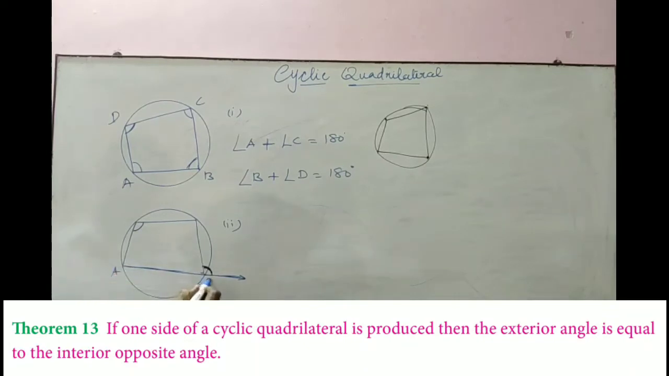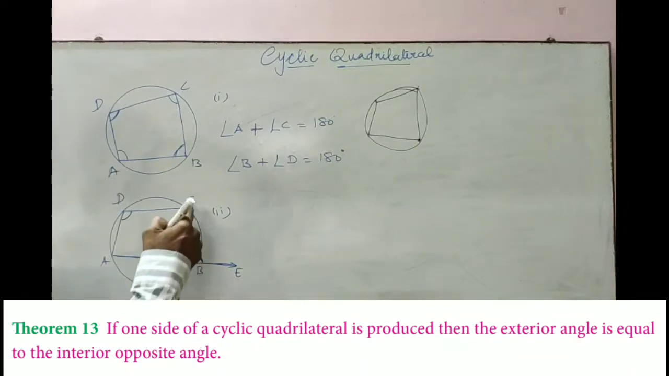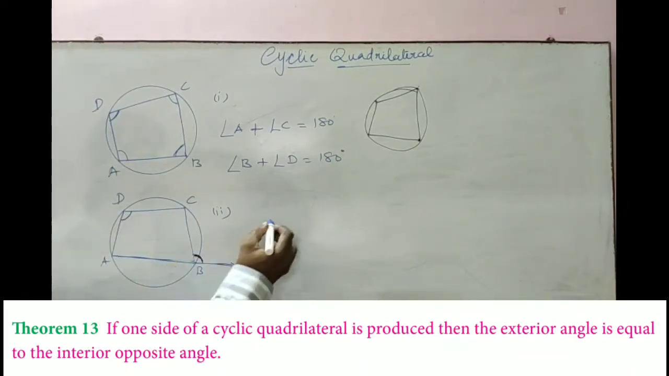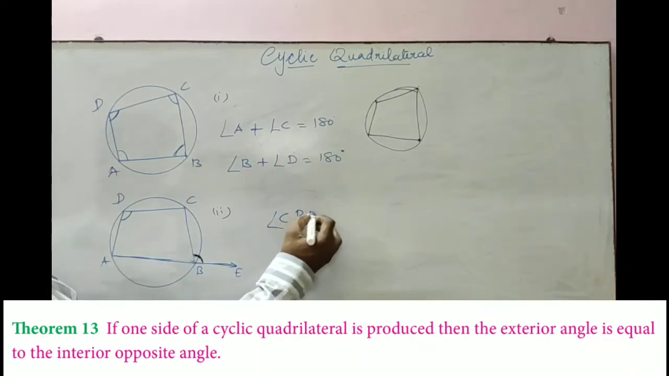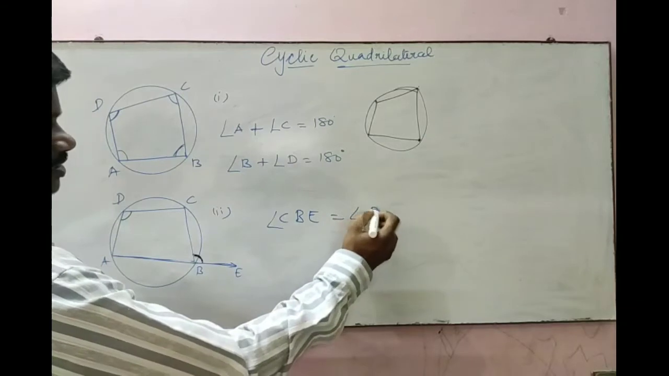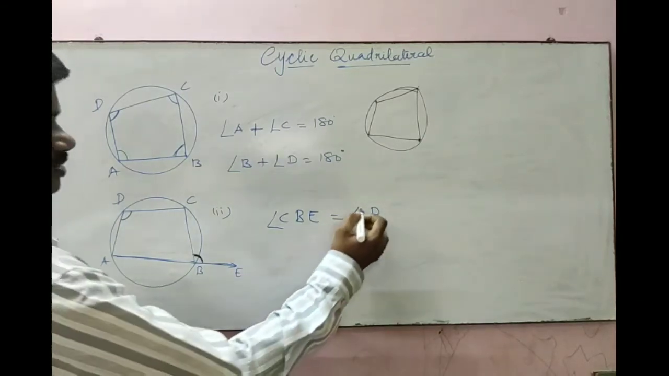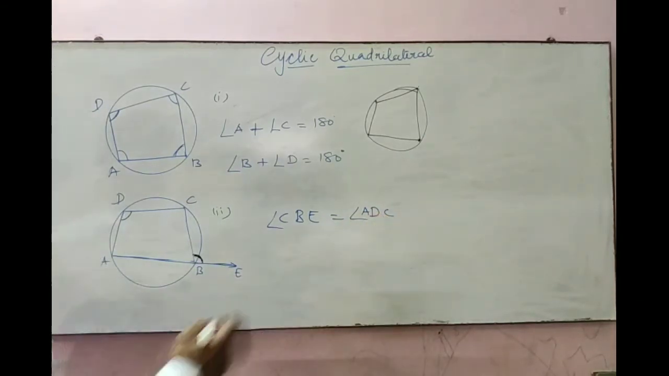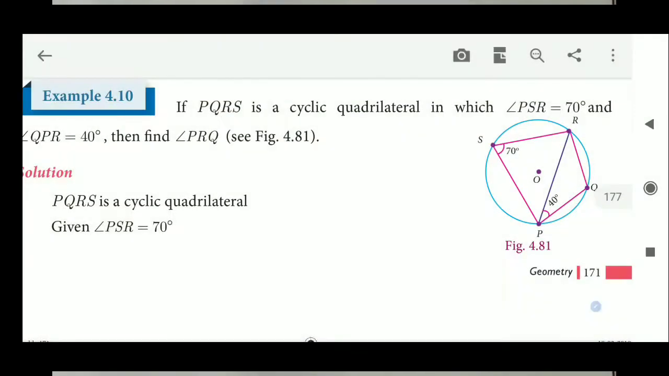Here ABCD is a cyclic quadrilateral. In this, if I extend AB up to E, we get an angle CBE. That is an exterior angle. This exterior angle CBE is equal to the interior opposite angle, that is angle D, or ADC. These two angles are equal. This is the second property.